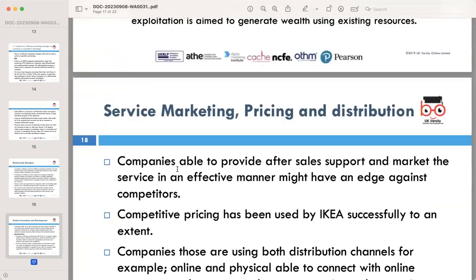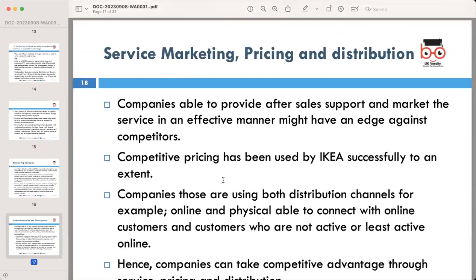Service marketing, pricing, and distribution. A company able to provide after sales support and market the service in an effective manner might have an edge against competitors. Competitive pricing has been used by IKEA successfully to an extent. Companies using both distribution channels, for example online and physical, are able to connect with online customers and customers who are not active or are least active online.